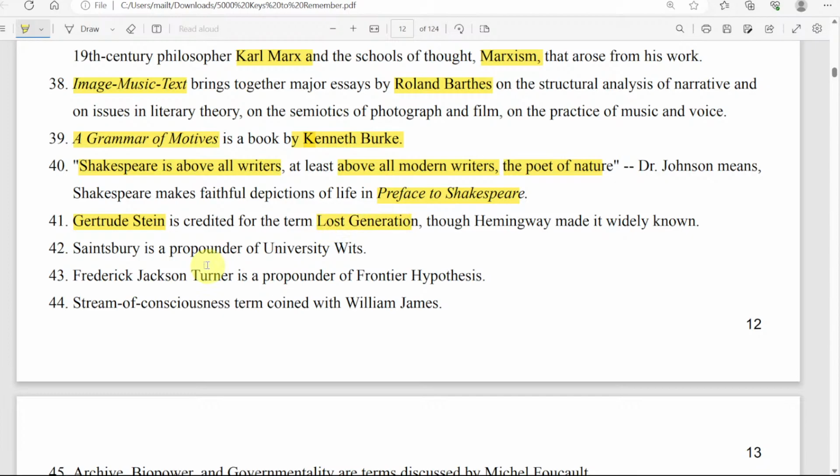"You are all from the lost generation." That was the quote. Anyway, Saintsbury is a propounder of university wits. Frederick Jackson Turner is a propounder of the frontier hypothesis. Stream of consciousness is a term which was coined by William James, not Henry James, it is William James.